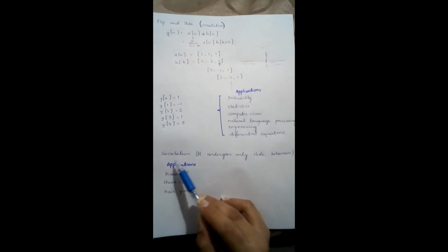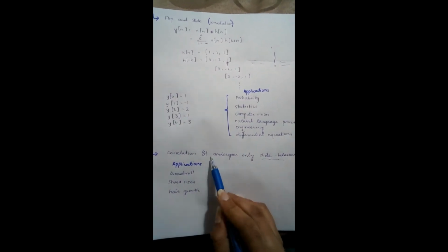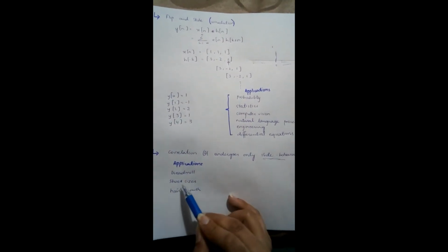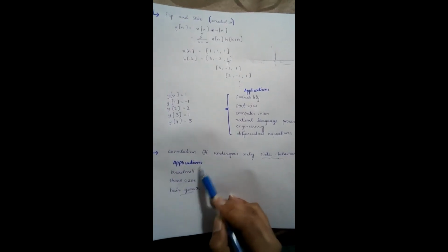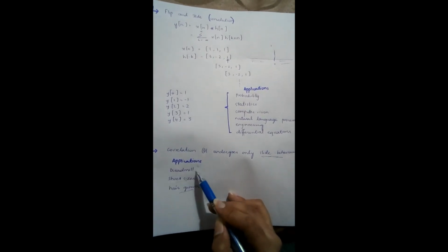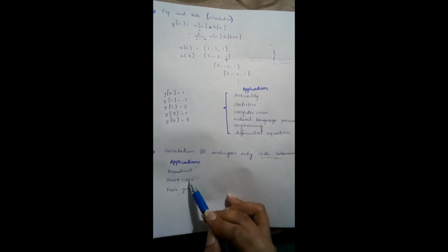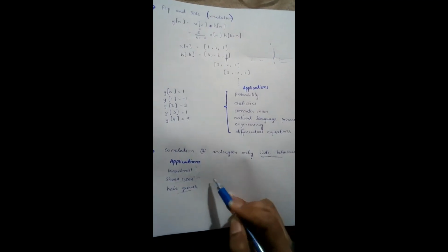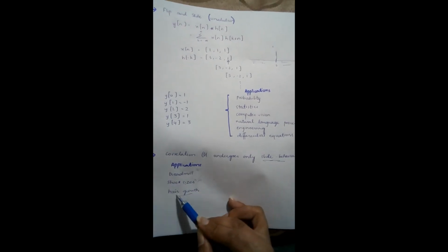Now the correlation undergoes only the slide behavior. Convolution contains the flip and the slide, but the correlation contains only the slide behavior, and the applications of correlation in daily life are the treadmill, shoe sizes, and hair growth. Like if we run on the treadmill for more time, the more calories we burn, and if a man has large foot sizes, he needs large shoe sizes, but for small foot sizes the man needs small shoe sizes. Similarly, hair growth.